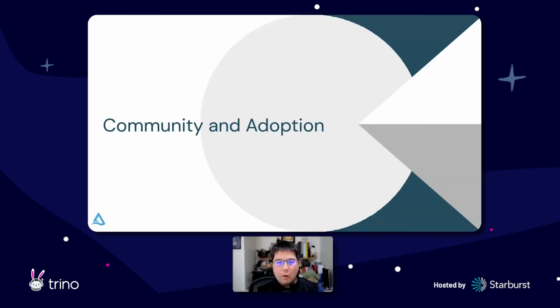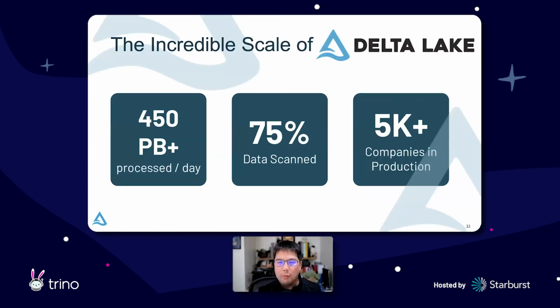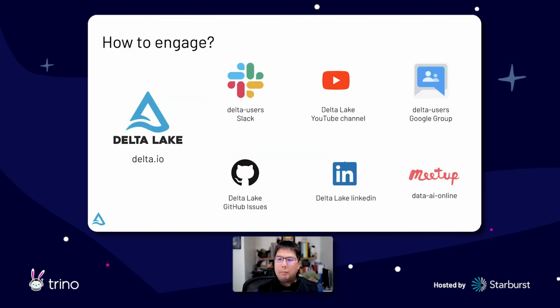What else? Oh, community adoption. To give you some context of the incredible scale of Delta Lake, we're talking about 450 petabytes of data processed each day. And within the Databricks environment, 75% of the data scanned is all in Delta Lake, and more than 5,000 customers in production. And when we talk more about Delta 2.0 at the Data and AI Summit, we're going to be telling you even larger numbers because these are last year's numbers, which is pretty cool.